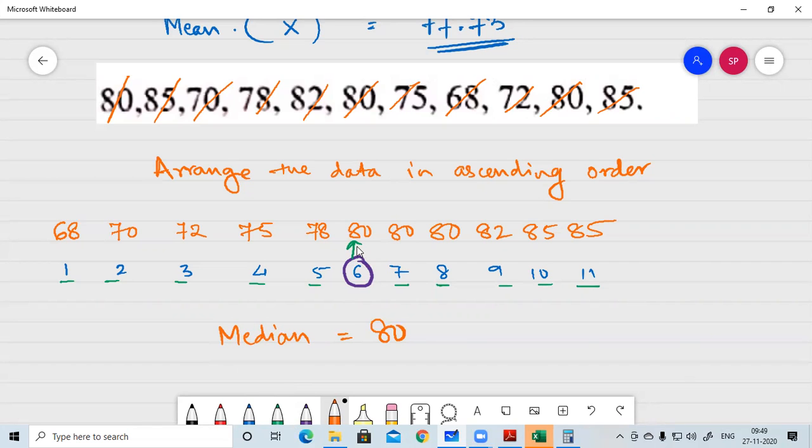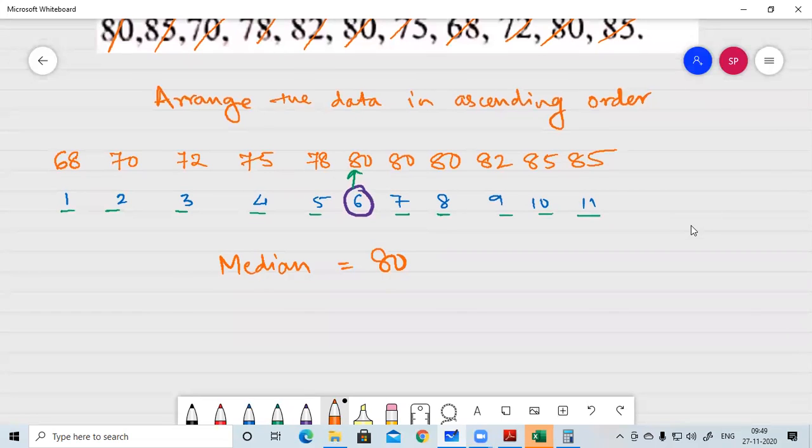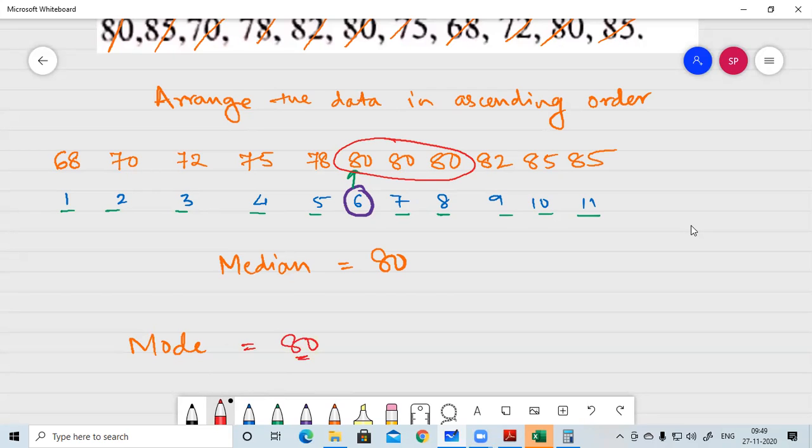Similarly, mode. Mode is the value repeated the maximum number of times. Once you do the median, children, you don't have to worry about looking at the question because your numbers are all arranged. Which number is repeated maximum number of times? 80. So your mode becomes 80. Sometimes, if two numbers are repeated equally, like 80 and 85 both were thrice, then you would have had 2 modes. Are we clear with this?